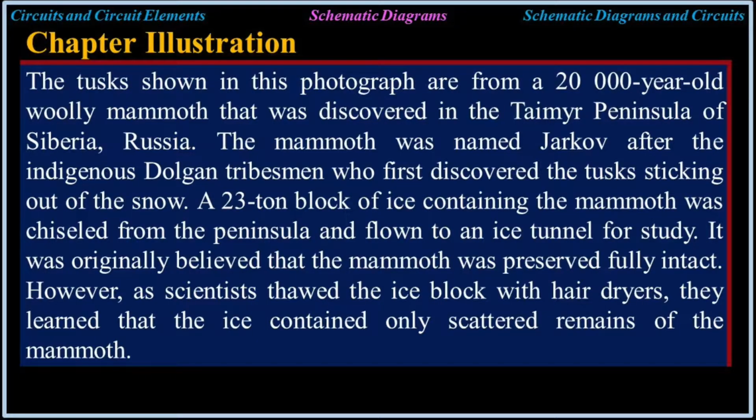Chapter illustration. The tusks shown in this photograph are from a 20,000-year-old woolly mammoth that was discovered in the Taymyr Peninsula of Siberia, Russia. The mammoth was named Jarkov after the indigenous Dolgan tribesmen who first discovered the tusks sticking out of the snow. A 23-ton block of ice containing the mammoth was chiseled from the peninsula and flown to an ice tunnel to study.